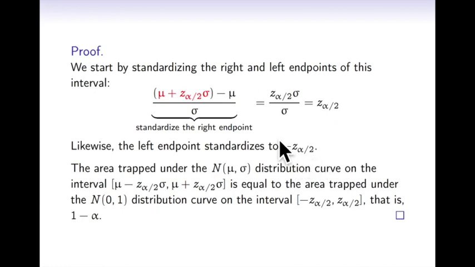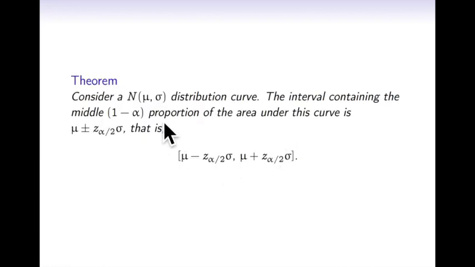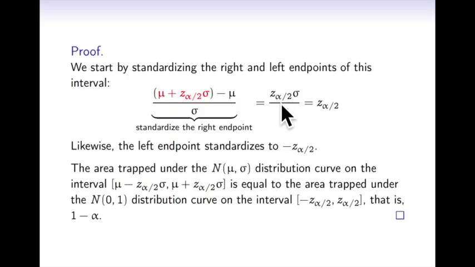So what I'm saying is that to calculate the area under this normal curve over this interval is the same as calculating the area under a standard normal curve from this left endpoint to this right endpoint. Now, the area under the standard normal curve over this kind of interval is 1 minus alpha. That's exactly how these cutoffs were designed to work. This cutoff leaves alpha over 2 units of area still to the right, and this cutoff is going to leave alpha over 2 units of area to the left.